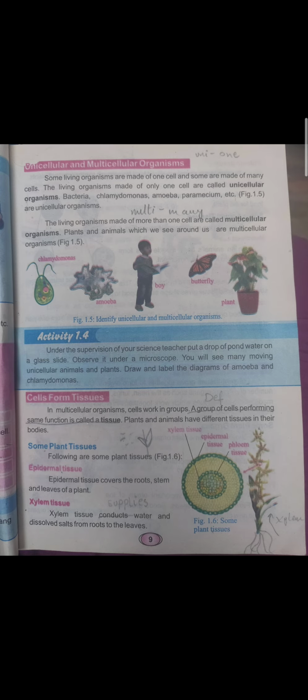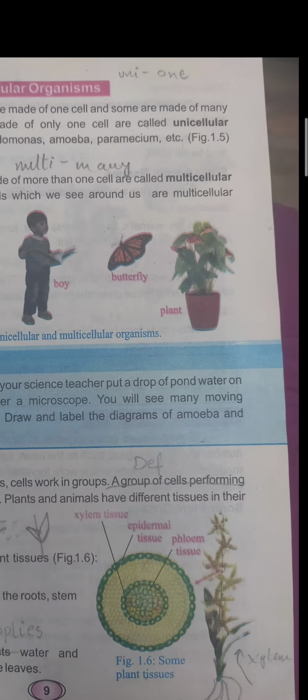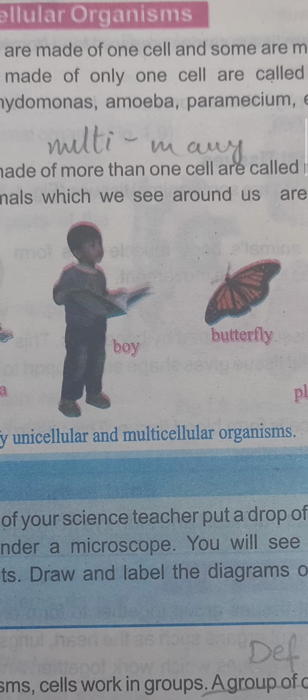Underline the definition of multicellular organism. The living organisms made of more than one cell are called multicellular organisms. Plants and animals which we see around us are multicellular organisms. This plant, the butterfly and this boy.